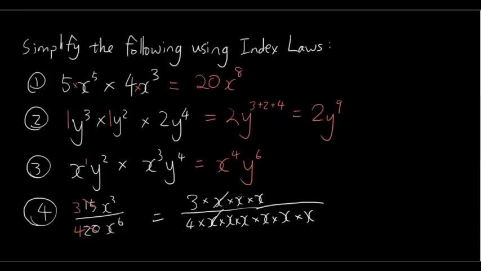So when you cross them out one by one, you're left with 3 x's at the bottom, so 3 over 4x cubed. Now the quick way of doing that is just get the larger number, which is 6, minus the 3, and write it on the bottom. So 3 over 4x cubed. Okay, so these are the simpler ones. Now let's do some more advanced ones which utilize harder index laws.